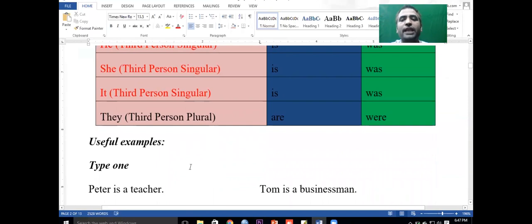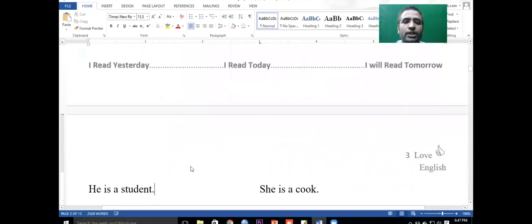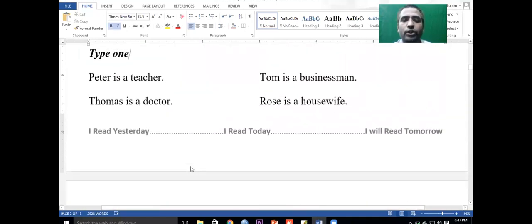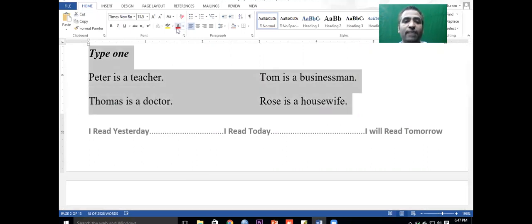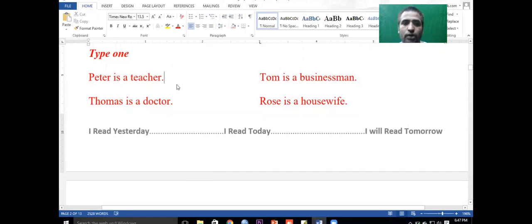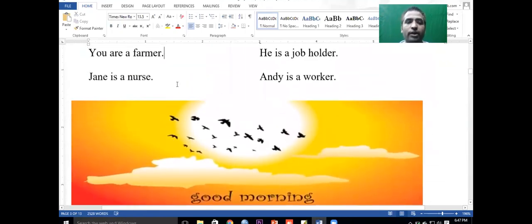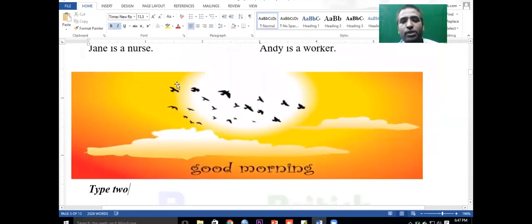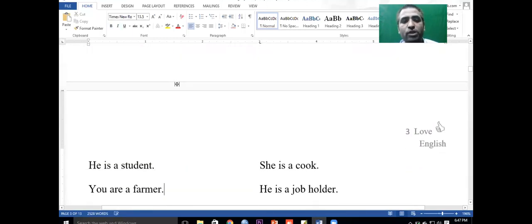Type one. We can categorize verbs in terms of their type. So type one is Peter is a teacher. Thomas is a doctor. Tom is a businessman. Rose is a housewife. So these are the type one sentences and examples of verbs. Let me put it into red color, okay? And here we have more examples.